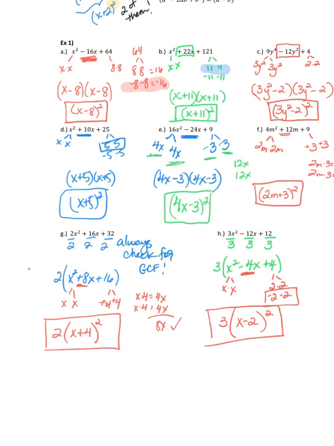Okay, so that's for your perfect square trinomials. So always check for GCF and check and see if your first and last term are those perfect squares and that they can combine to give you the sum of the middle term.